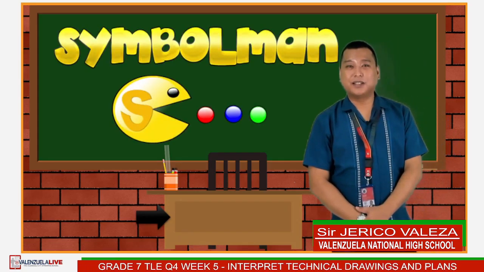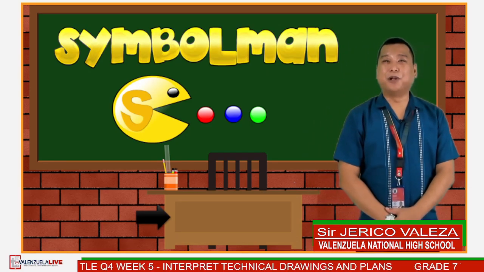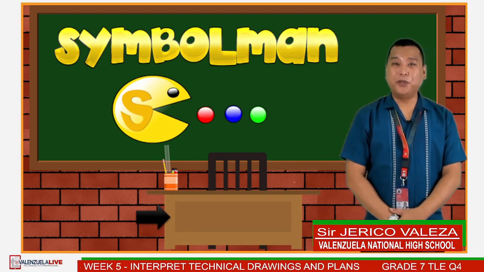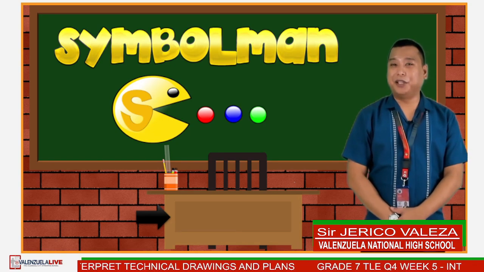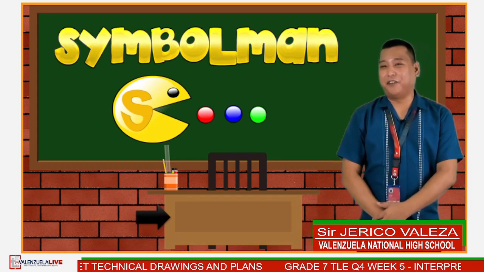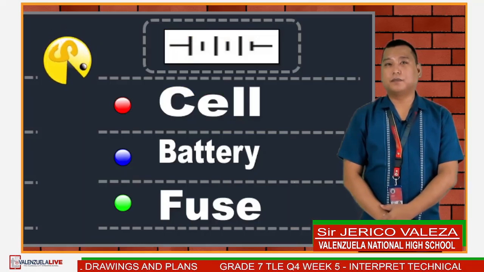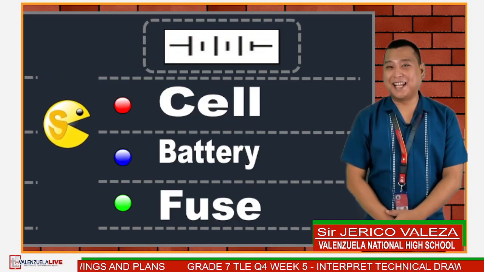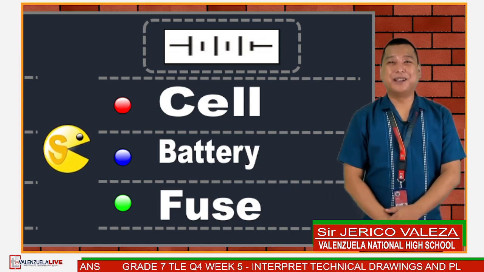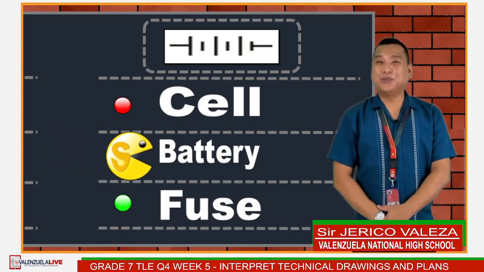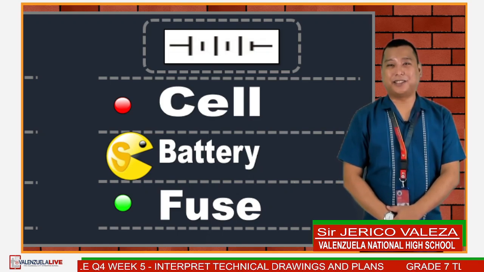Questions? Okay, let's have another activity. Symbol Man. You're going to identify the component or material being shown. Then, give its function and purpose. What's the answer? Good. Battery. Two cells used together to start electric current.